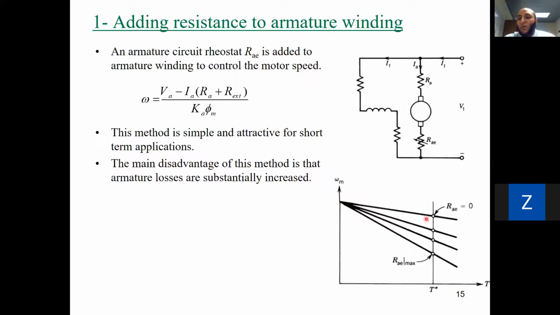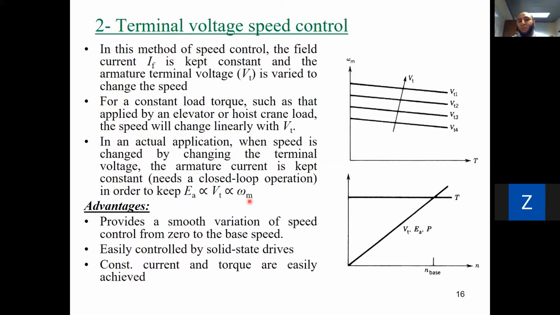However, when the current is high and torque is high as well, you will have different values of speed. So by adding resistance in this way, we will have different characteristics like that. So you can control now the speed. So we can assume that we have different speed at this point, that point, and so on. So by adding resistance, we can control the motor speed. This is the first type.